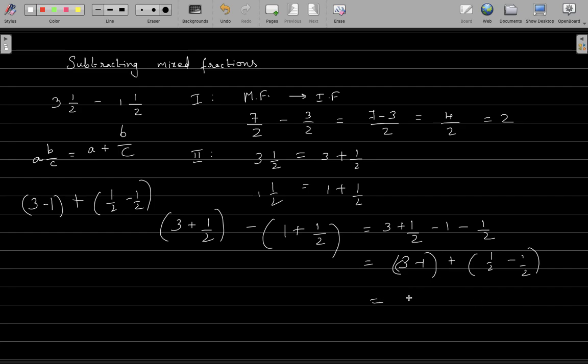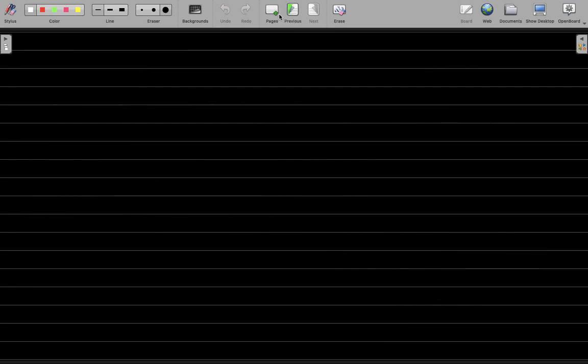What is 3 minus 1? 3 minus 1 is 2, plus half minus half is 0. That should give you 2. So you can solve this kind of subtracting mixed fractions using either of these two methods. Let us look at another example. Say I have 3 1 by 2 minus 2 2 by 3.